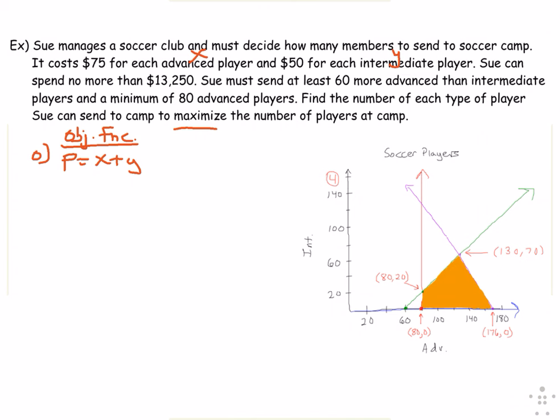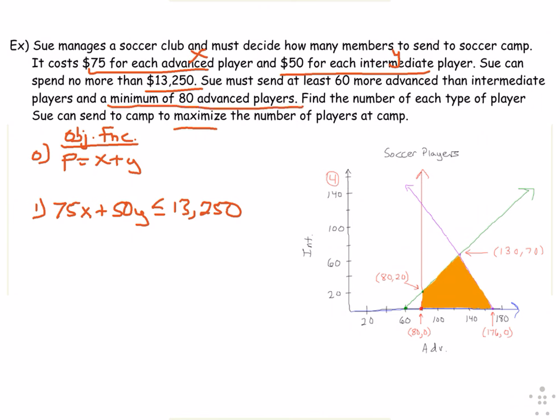Now, let's go back through the rest of the problem and figure out our system of constraints. That'll be the next step. So I see dollar signs. So that means 75 for advanced, 50 for intermediate with a budget of 13.25K. So let's write that down. I got 75 for advanced plus 50 for Y and can spend no more than $13,250. Oh, you know what? I can't have negatives, but it does say right here that I have to have a minimum of 80 advanced players, so then that's going to be X greater than or equal to 80.